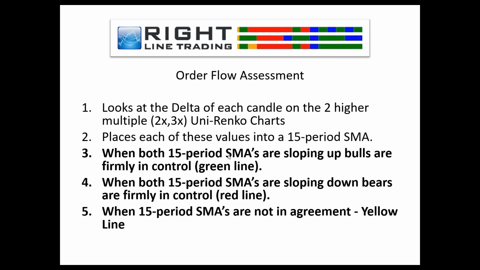So when both 15-period simple moving averages are sloping up, on these two higher Uni-Renkos, I'm telling you, the bulls are firmly in control of the market. And when both of these 15-period simple moving averages are sloping down, the bears are in control. And when the 15-period SMAs are not in agreement, you get a yellow line. Now this is the way of tracking the deltas and doing order flow tracking and getting rid of the data that's outlying data.